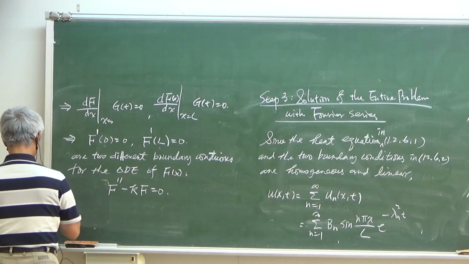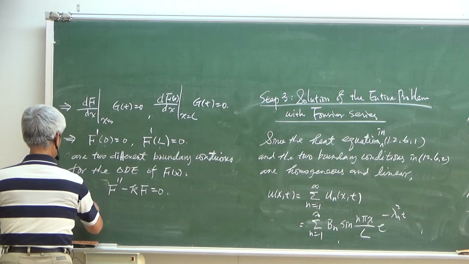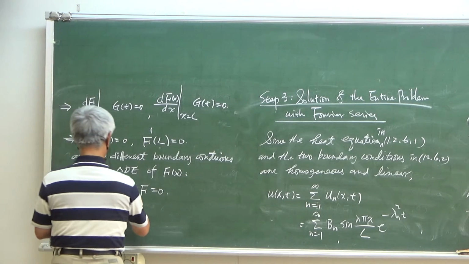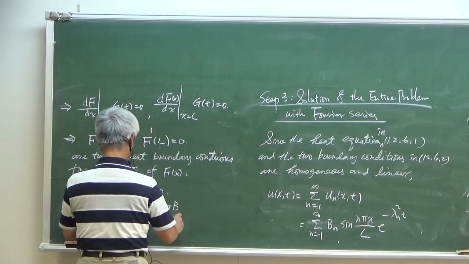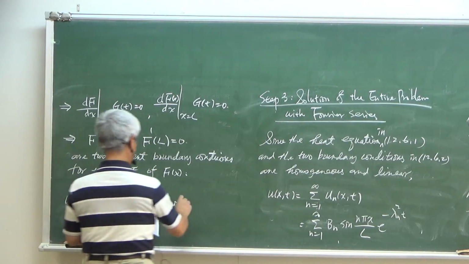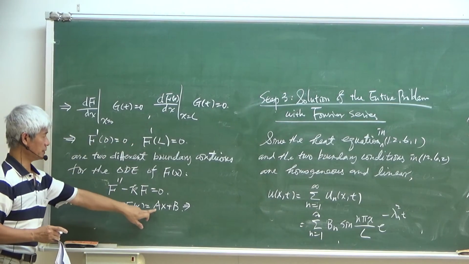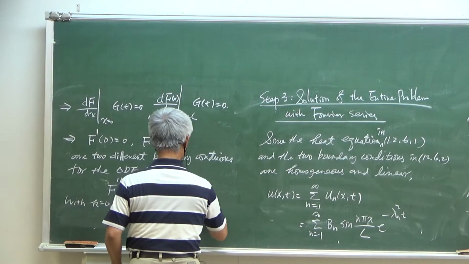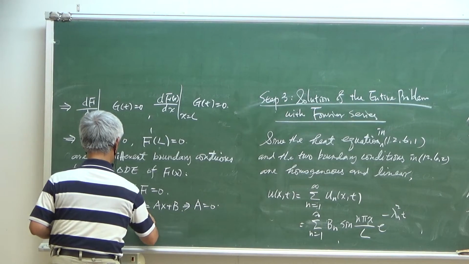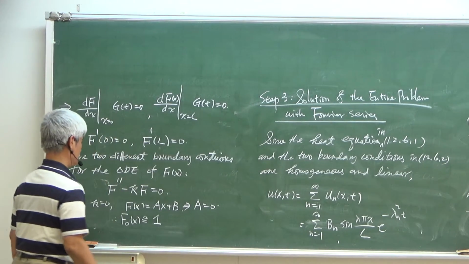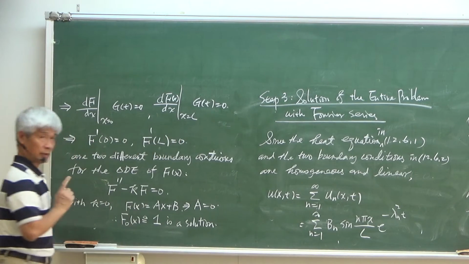Okay, and so with k equal to 0, we have f of x equal to ax plus b. And this implies, because the first derivative should be 0, and the first derivative is equal to a, that a equals 0. So f0 we define to be 1. The constant is a solution.